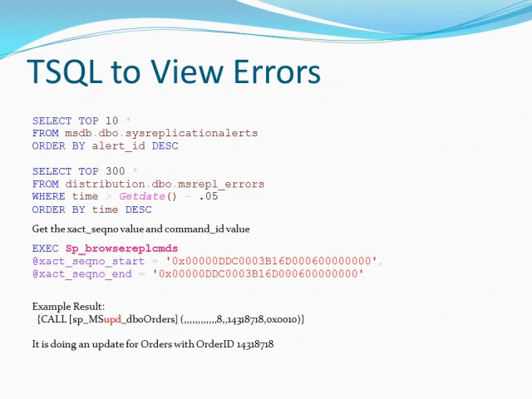If you're not getting a good error message of what's going on, you've got to hit the distribution database. There's also this table up here, MSreplication_alerts. This kind of happened on the server. It doesn't have a lot of great information, but it's at least a starting point. I usually quickly jump into the distribution database and do the top 300 from the past half hour of MSrepl_errors, and you see all the errors.